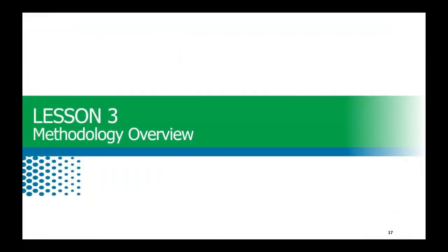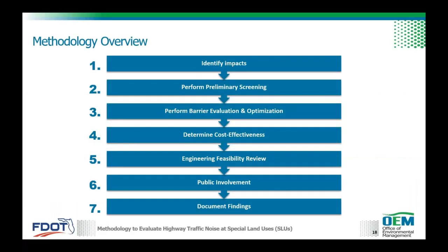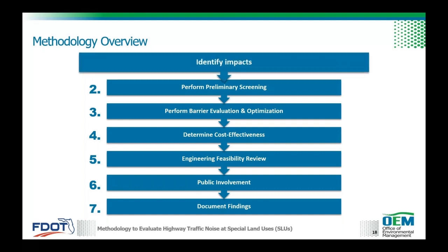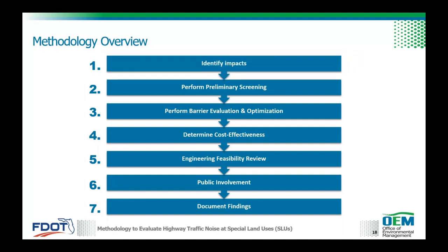So let's move on to lesson 3, the methodology overview. As previously mentioned, the methodology to evaluate special land uses can be broken down into 7 different steps. Step 1 is to identify the impacts using the Federal Highway Administration's Traffic Noise Model, or TNM.